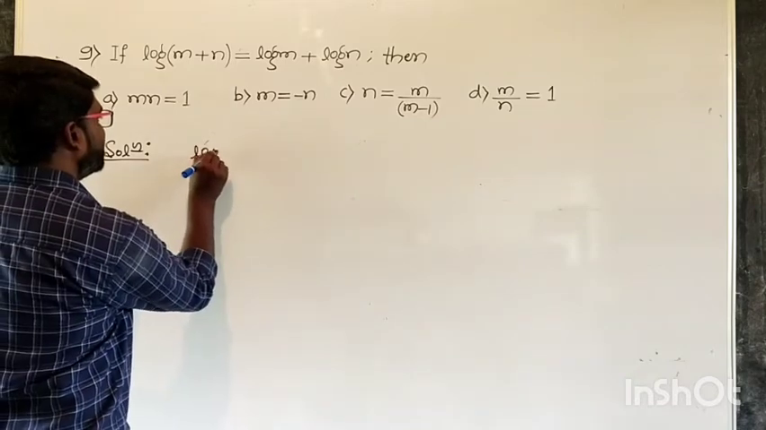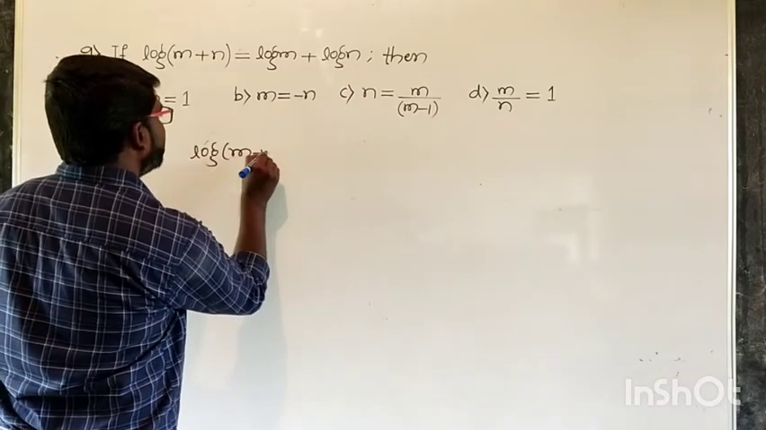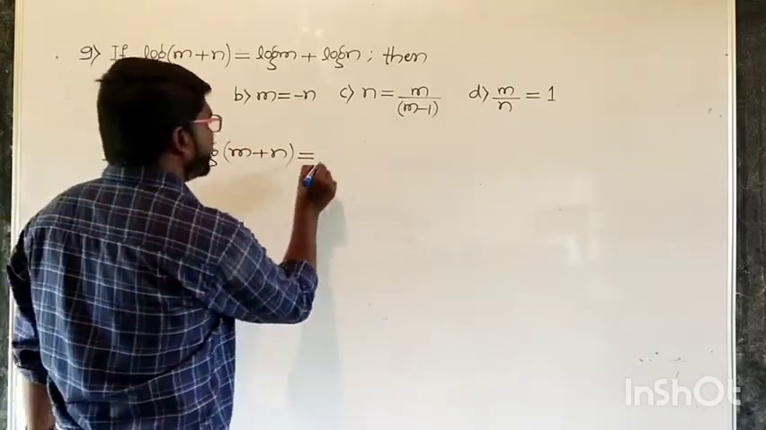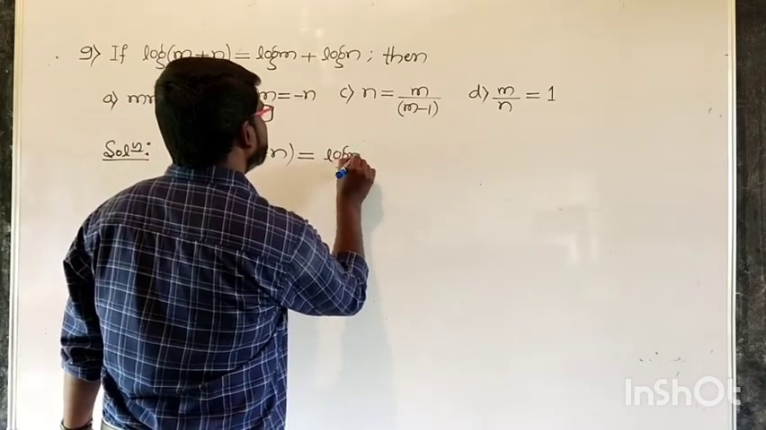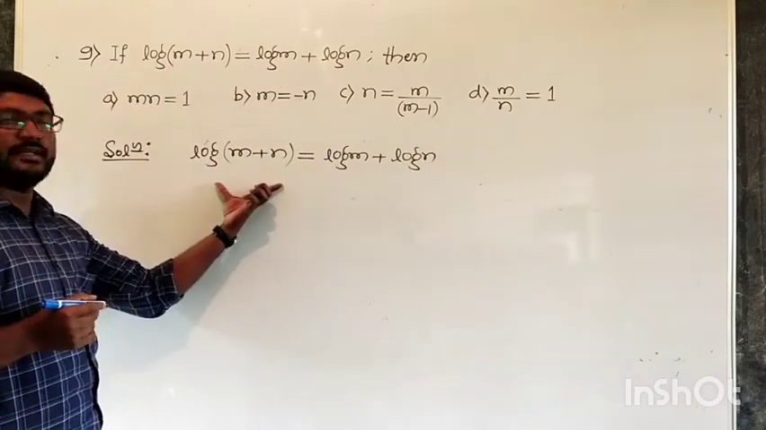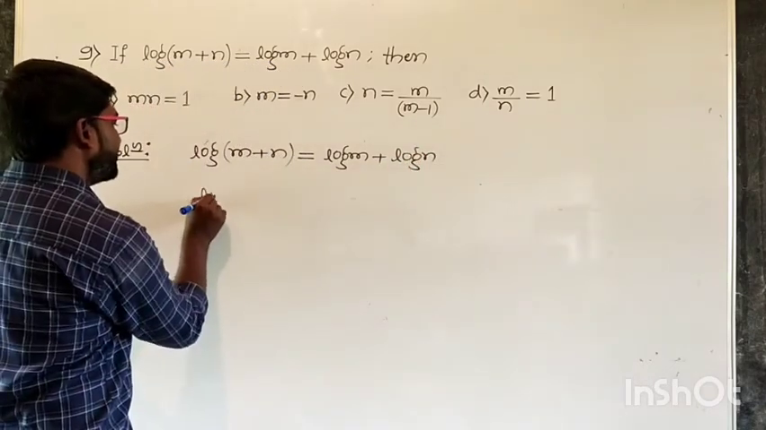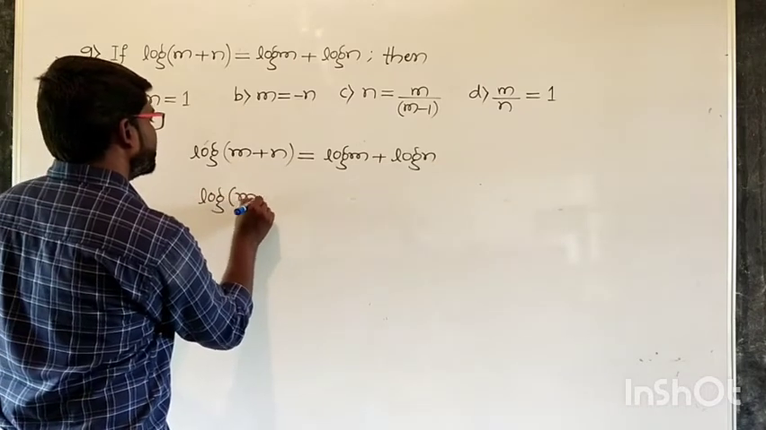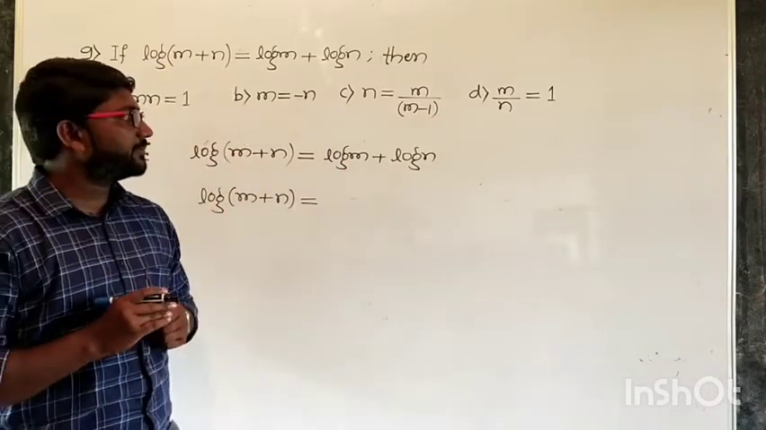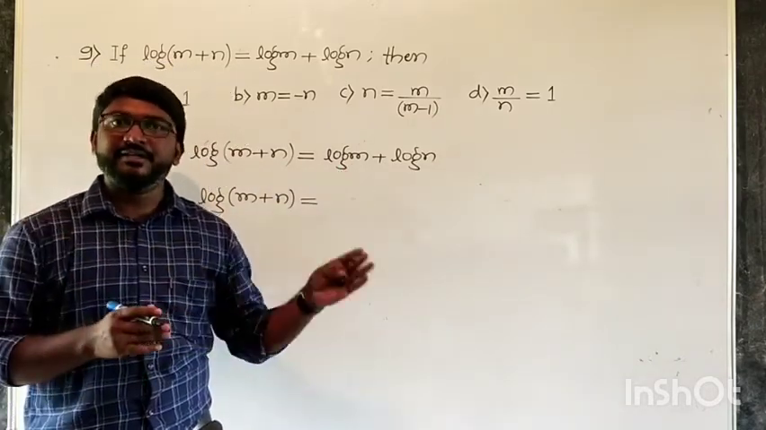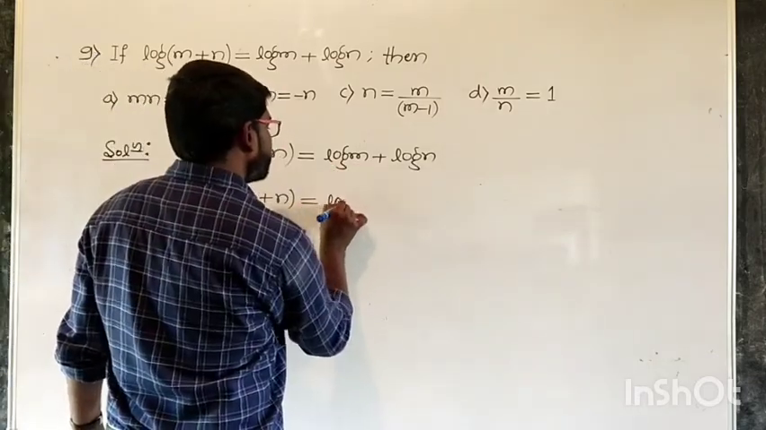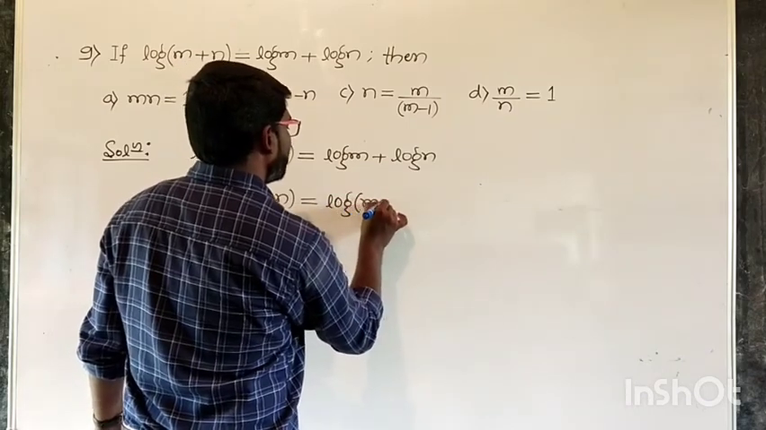Log of m plus n, which is equal to log m plus log n. Now I write the left hand side as it is. We get log of m plus n, which is equal to... here it is in the form of log x plus log y. What is log x plus log y? It is log xy. So here this can be written as log mn.